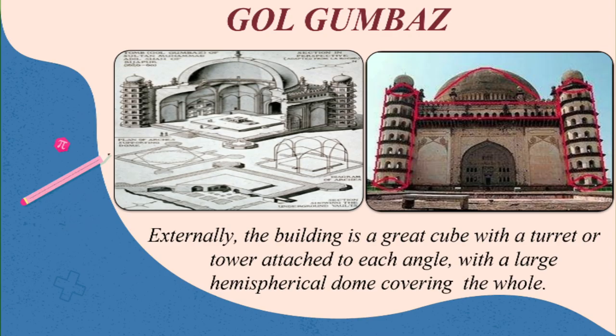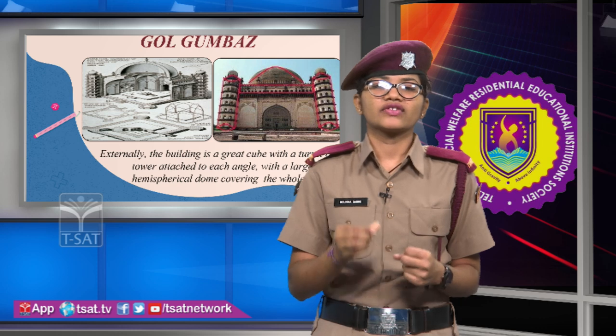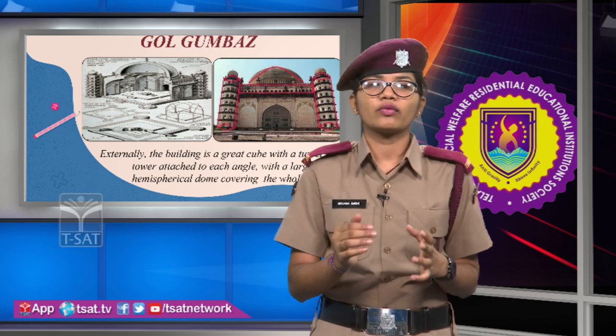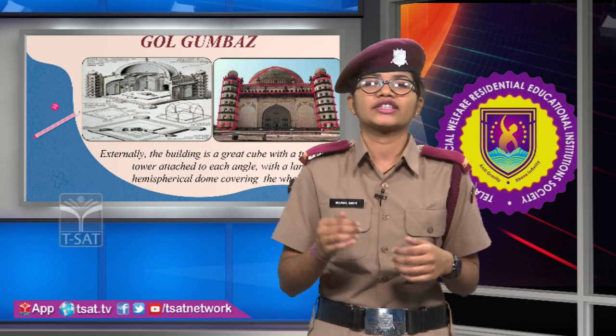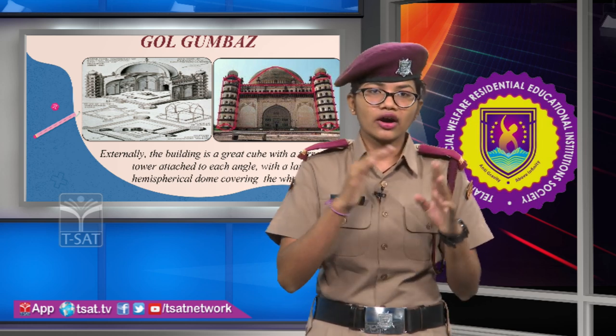Now let's see Gol Gumbaz. It was the largest building and the second highest dome in the world. And the Gol Gumbaz, externally, is a great cube with a turret or tower attached to each angle, with a large hemispherical dome covering the whole.